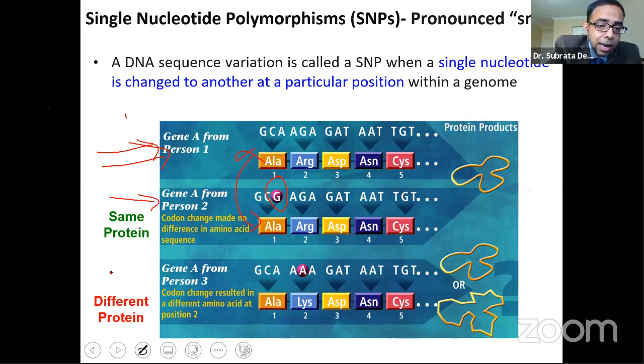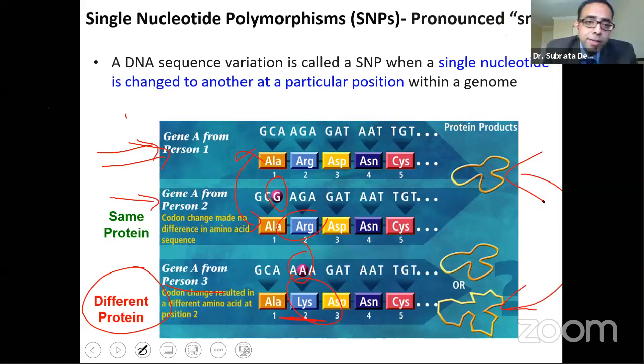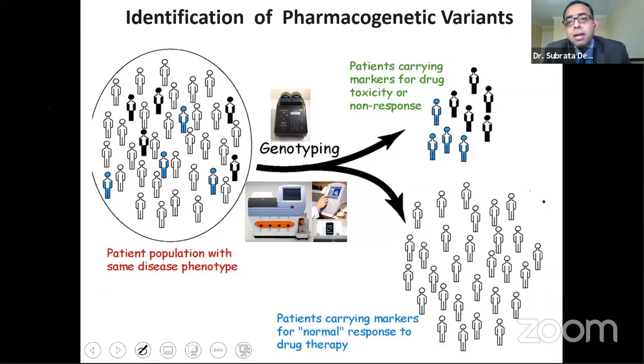But look at the last one, person 3. Because of the change from guanine to adenine, the amino acid has changed from arginine to lysine, and also the structure of the protein has now changed. So as a result, you anticipate different protein expression and different activity.